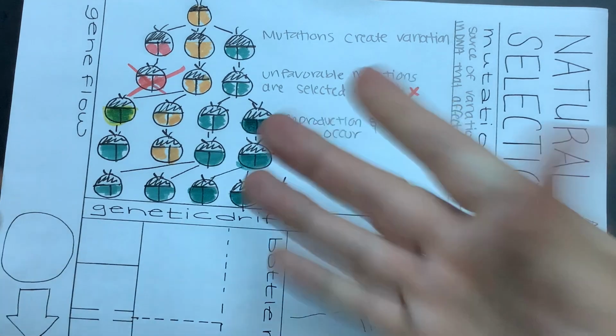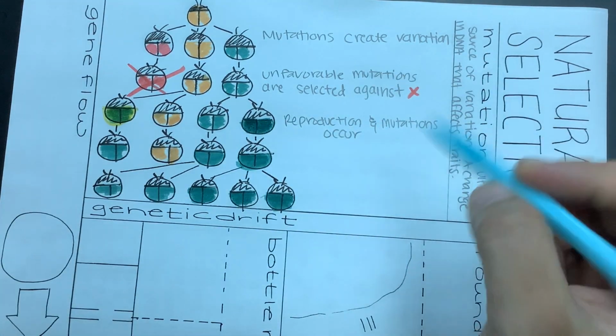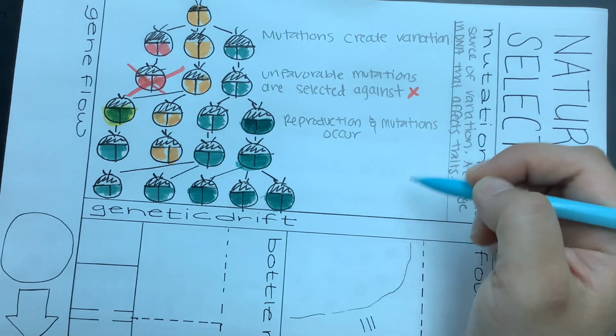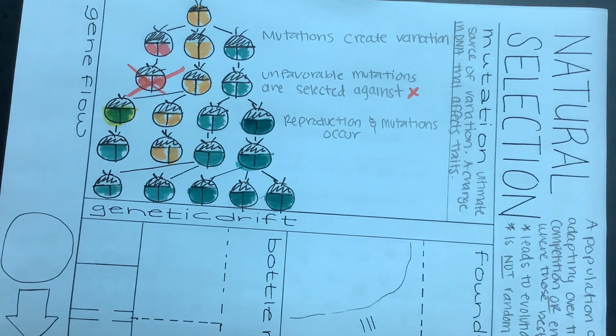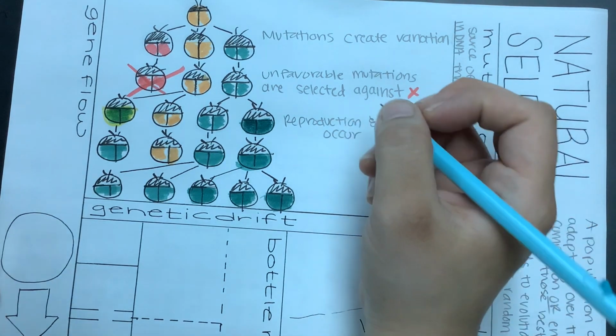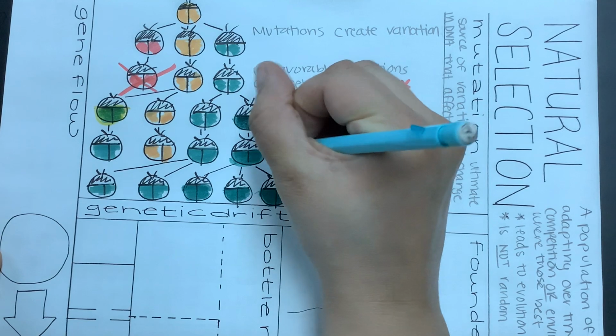Sorry, it's hard to talk and write at the same time, you guys. So, like I was saying, we have more reproduction happening, maybe a couple more mutations occur. And again, we are going to see the same pattern where only the favorable mutations are more likely to survive. So let's write that down.